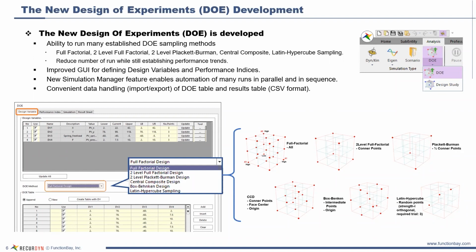In general, there's also improved graphical user interface design just to make performing all the tasks easier to do. And there's also a new simulation manager feature which will automate the runs of all the trials in parallel and in sequence. And also there are some convenient data handling features, which allow for the import and export of the DOE tables and results files into CSV format.